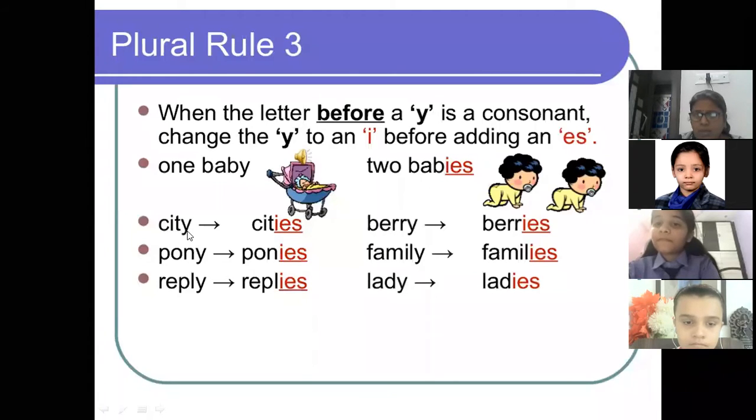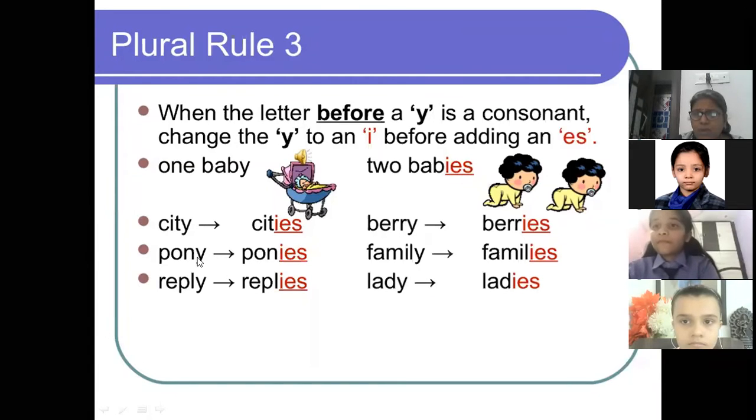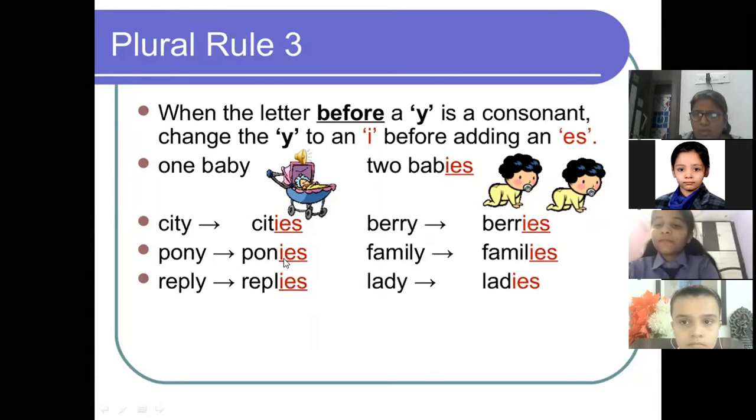CITY. Y is the last letter and before it is T. T is a consonant. So we have changed Y into I and added ES and it is becoming cities. Same PONY. Y is the last letter. Before Y is N. This is a consonant. So we are changing Y into I and adding ES and it is becoming ponies.